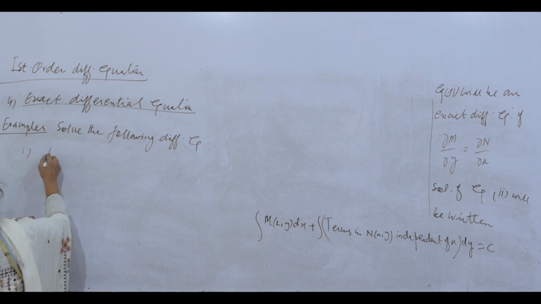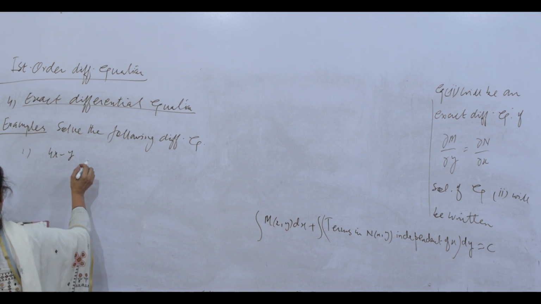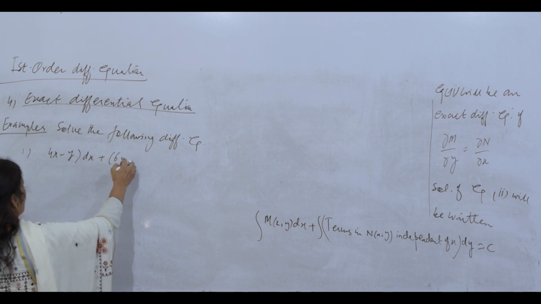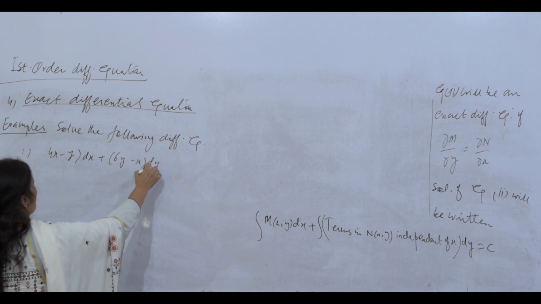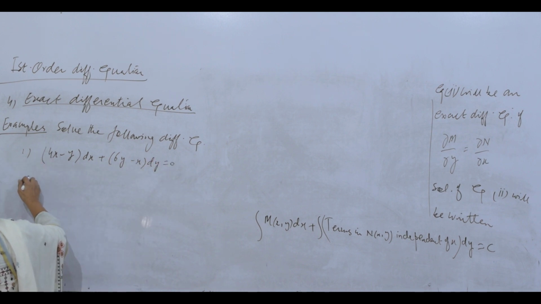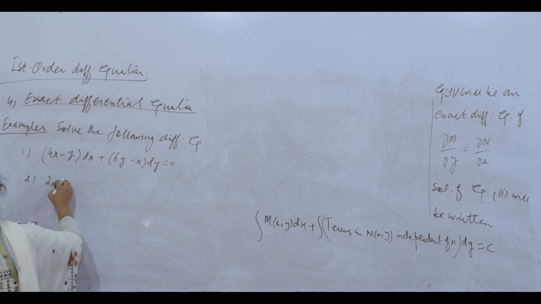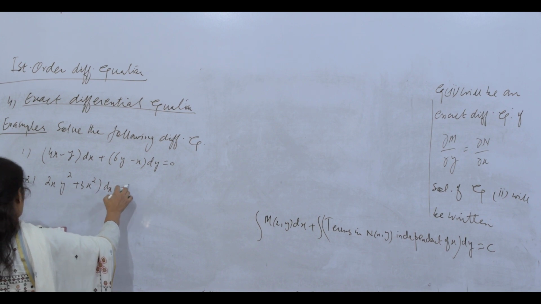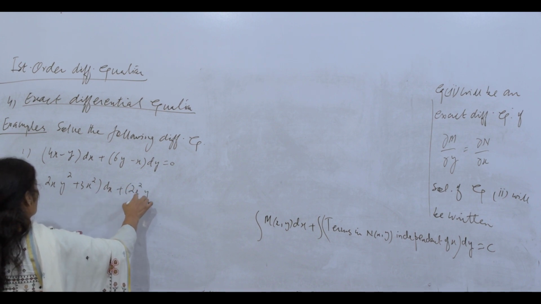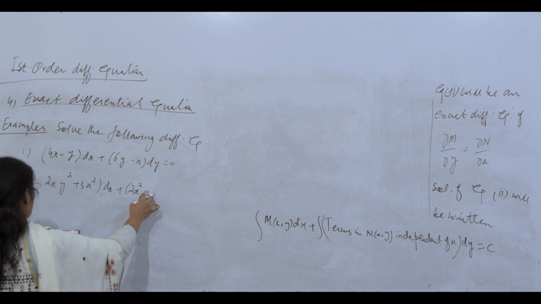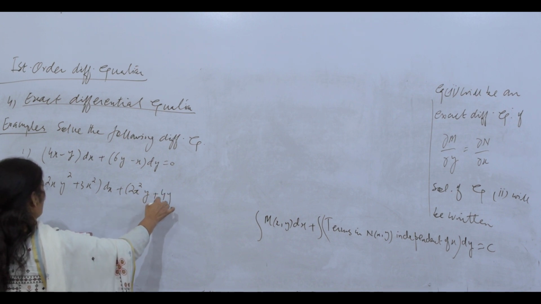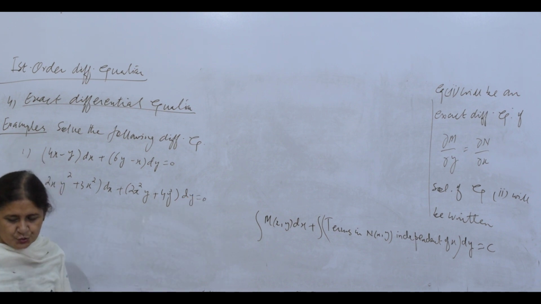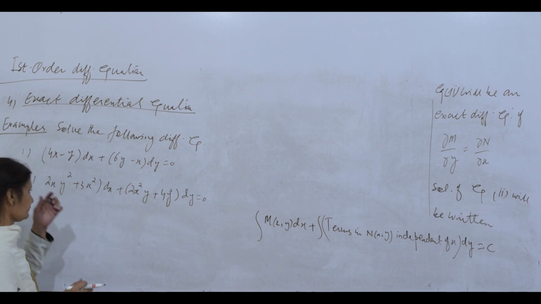Number 1, (4x minus y) dx plus (6y minus x) dy equal to 0. Number 2, (2xy square plus 3x square) dx plus (2x square y plus 4y cube) dy equal to 0. Let me have these two and then we'll move this.